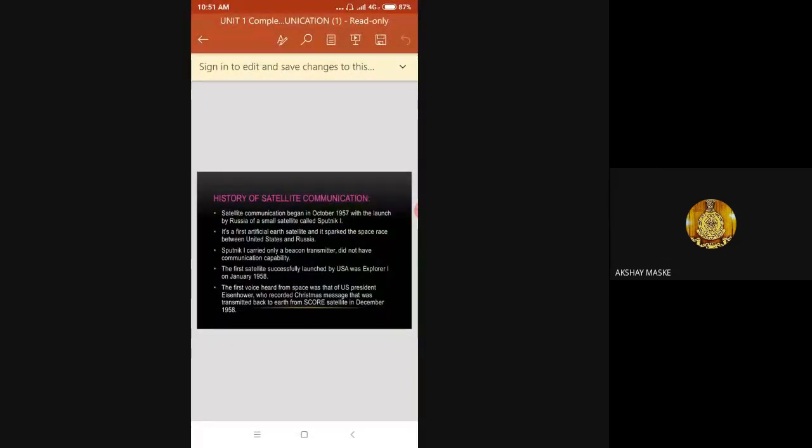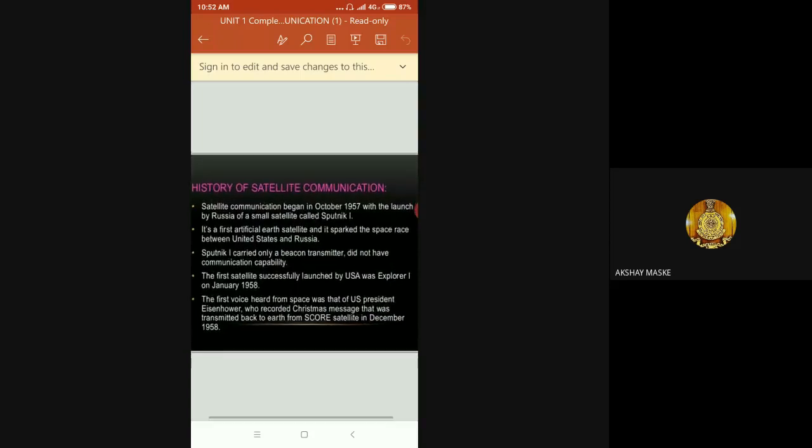And what is the actual history of satellite communication? The history of satellite communication is where it is coming from, the satellite. Satellite communication began in October 1956. The first satellite was launched by Russia, and the name is Sputnik.